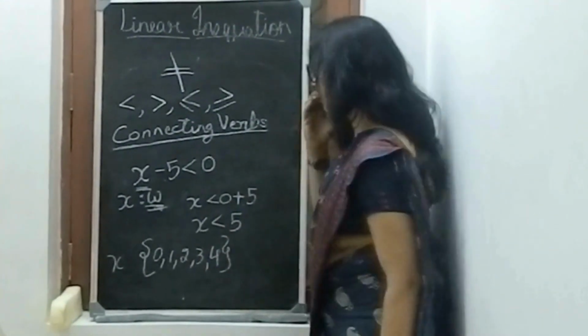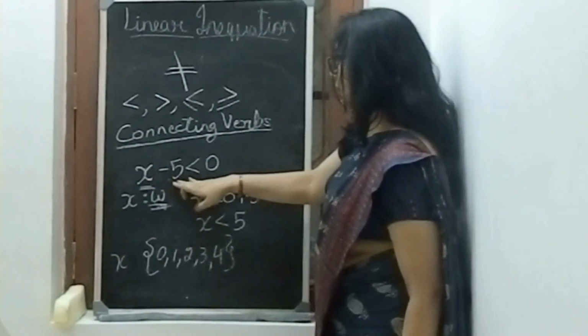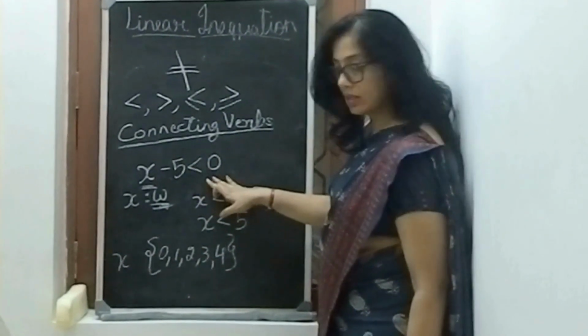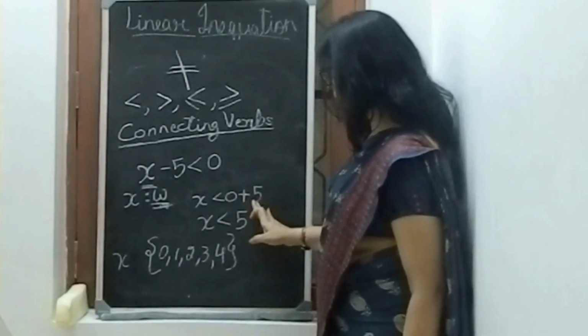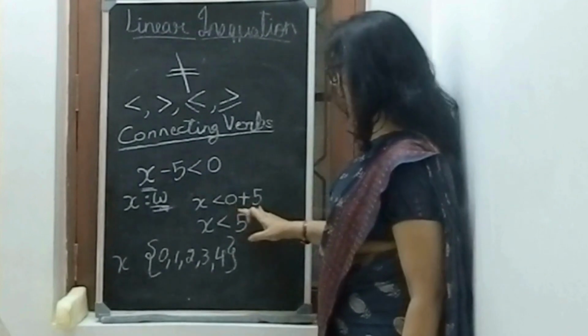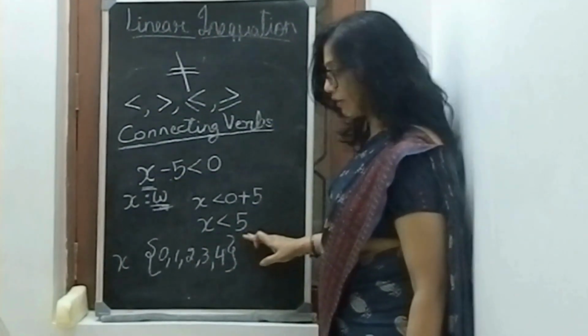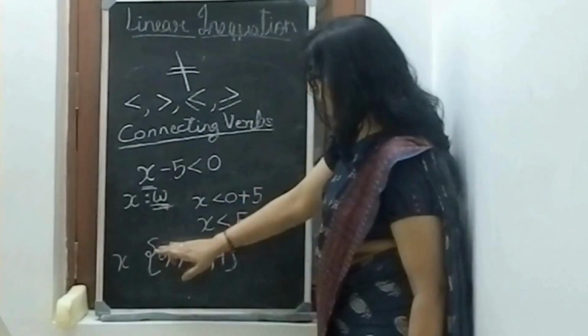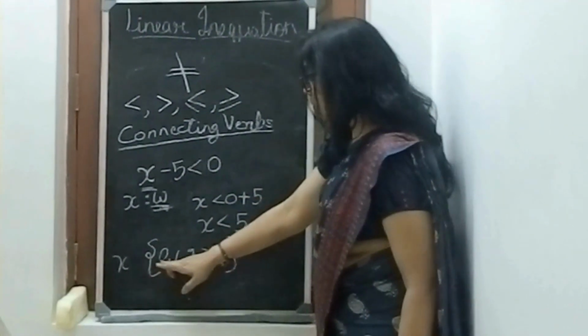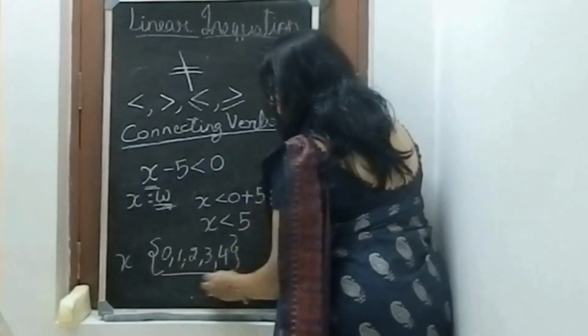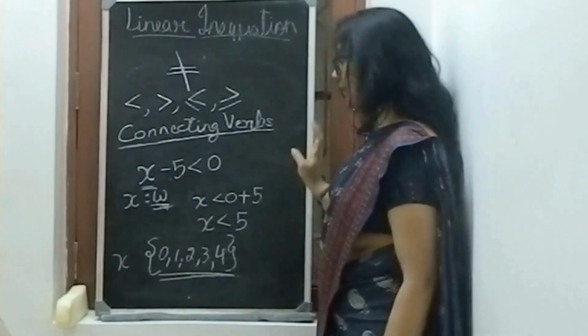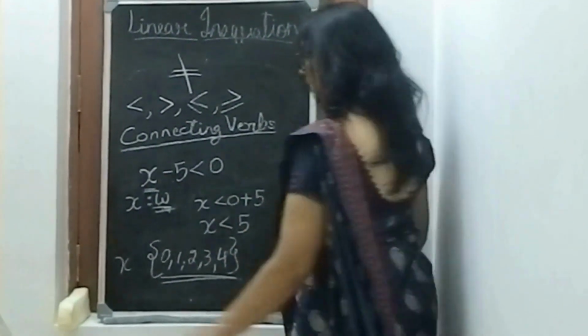Okay. So, my equation was x minus 5 is less than 0. I took 5 to the other side. Because it is minus 5, it became plus 5. Now the answer is x is less than 5. Because it is a whole number, x will start from 0. The solution set is 0, 1, 2, 3, 4. That's it. Such an easy one.